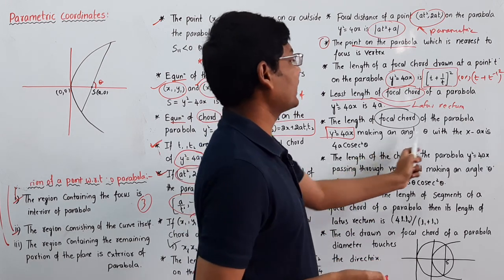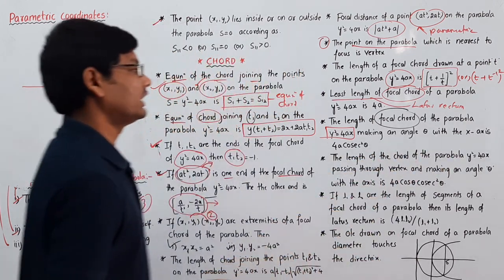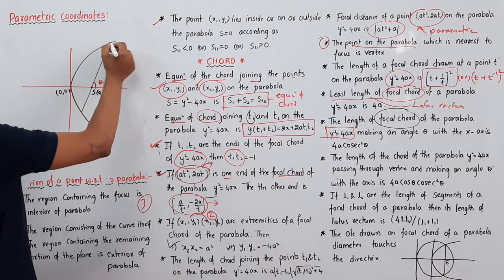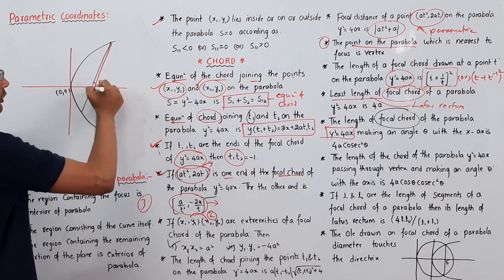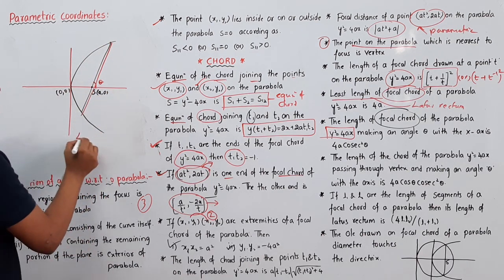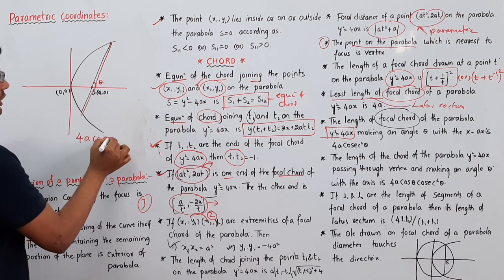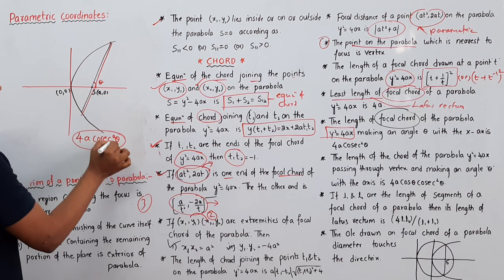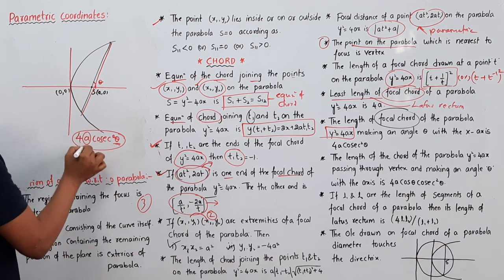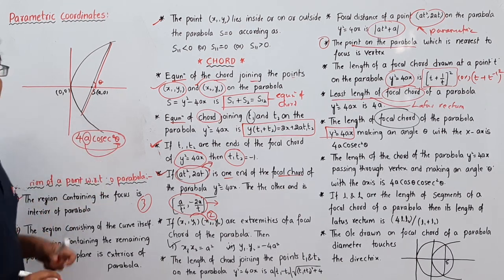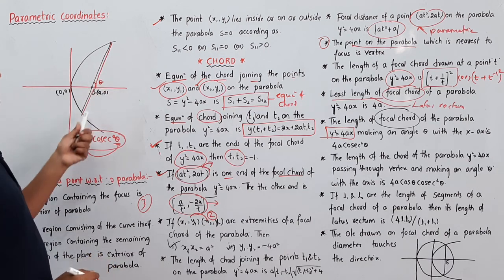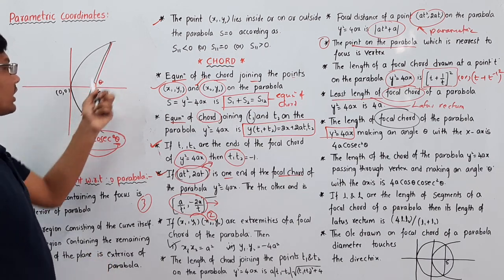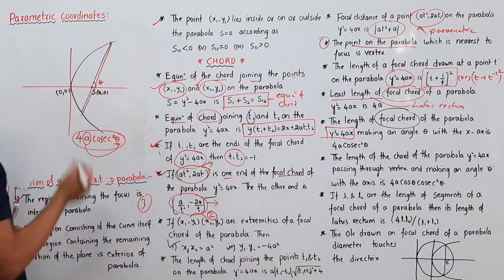This is the one making an angle with the x axis. Then if you want to find the complete length directly, it is 4a cosec square theta. If you substitute the theta value and a value in this expression, you will get the focal distance, the focal chord of a line, directly.